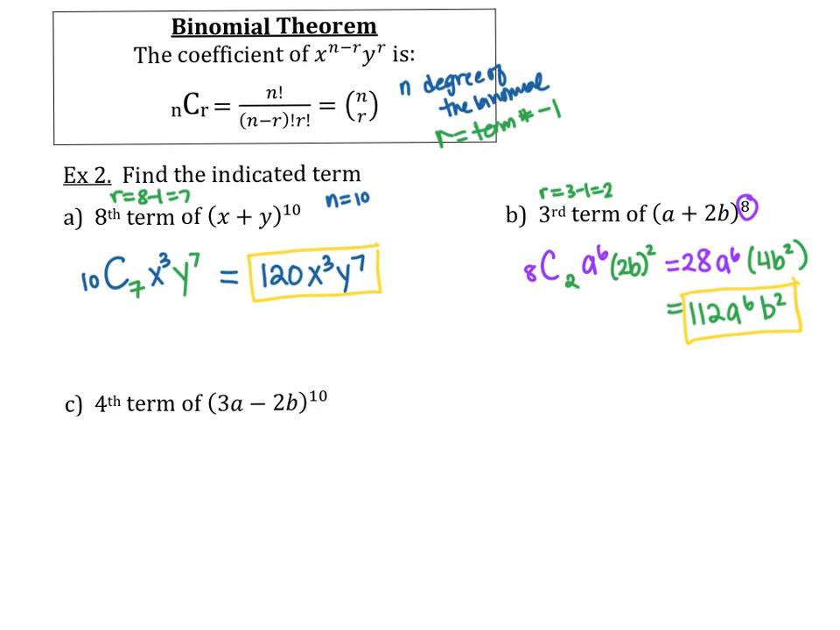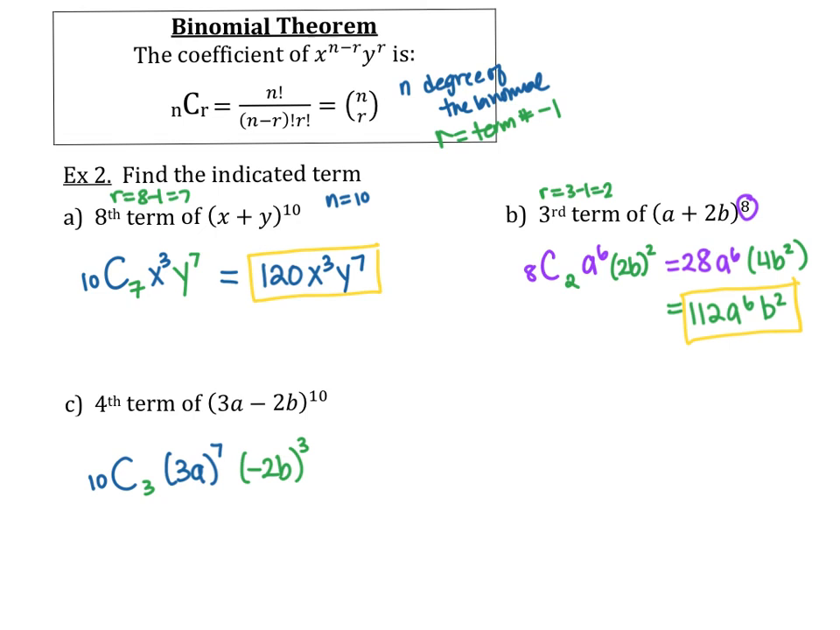Okay, we're going to do one more with a negative, just to make sure you're careful with your negatives. In this case, n is 10. Because I want the 4th term, 4 minus 1 is 3, so r is going to be 3. Now I want to do 3a to the something and negative 2b to the something. Because r is 3, this is negative 2b to the 3rd. 3 plus something to get 10, that must be a 7. Or I could say 10 minus 3 is 7.